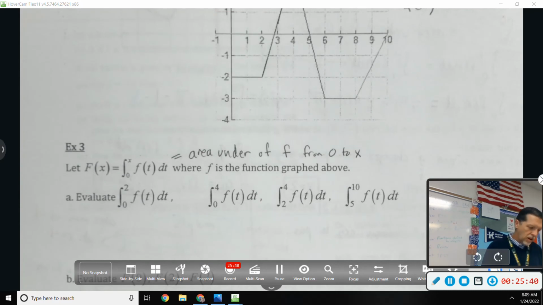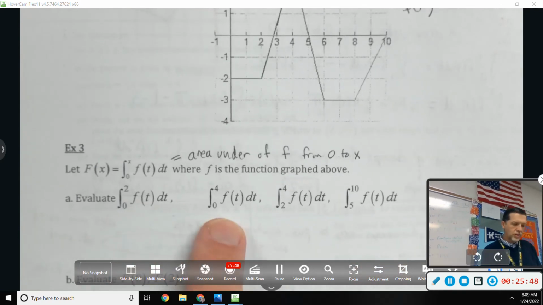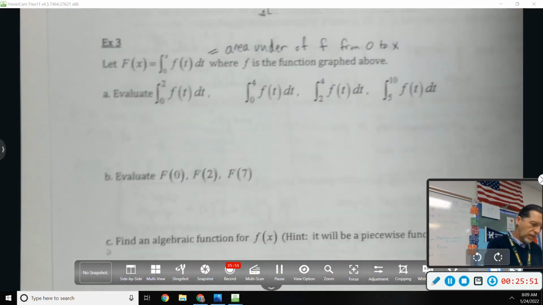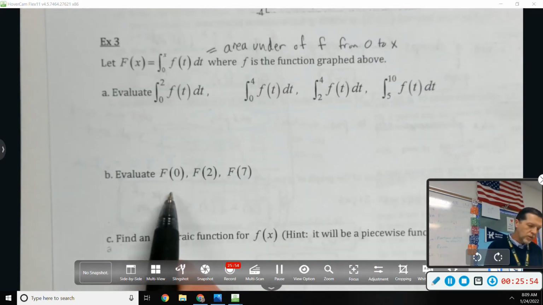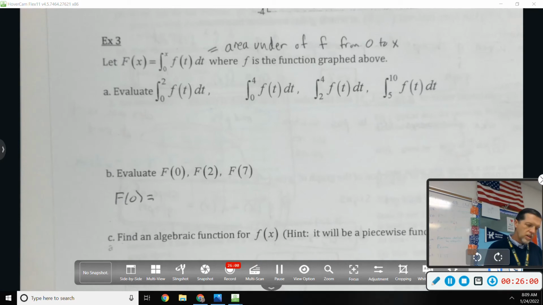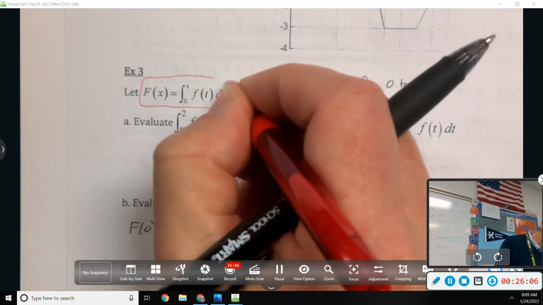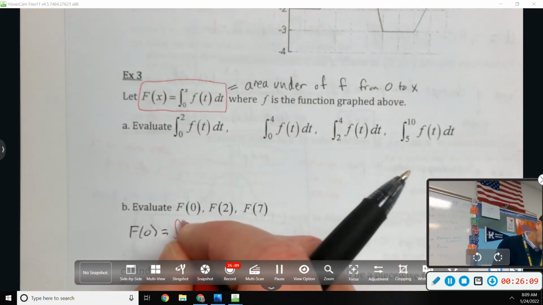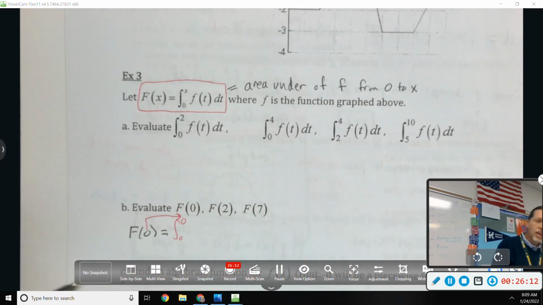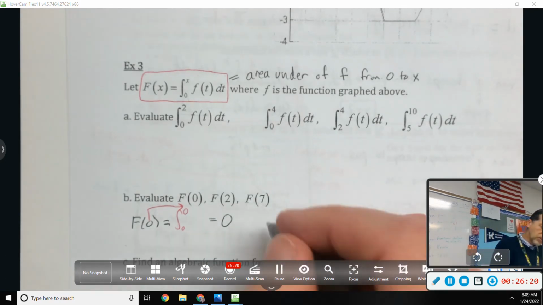All right, I want to skip A because of time and because that's just area from 0 to 2, area from 0 to 4, and so on. Let's jump down to part B. F of 0. Well, F is the integral from 0 to x, what's that one equal to? I can stop there on that one. The area from 0 to 0 is going to be 0.